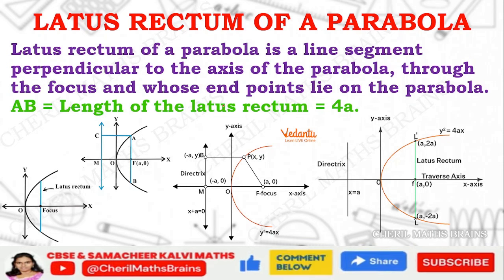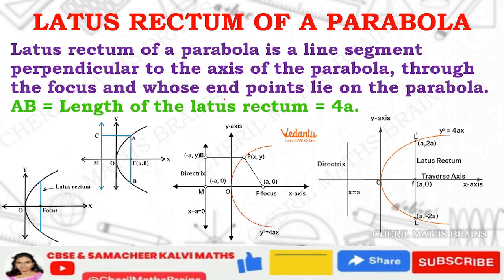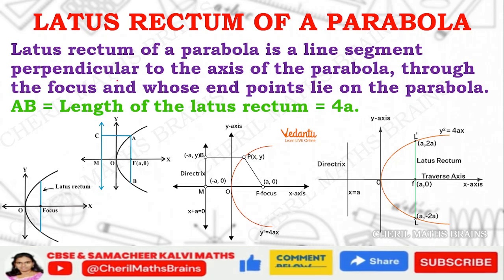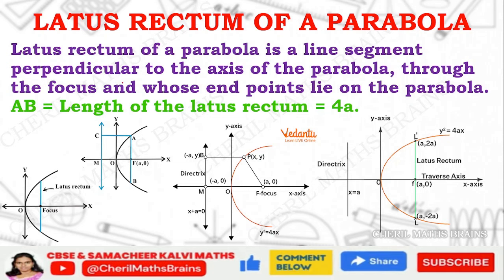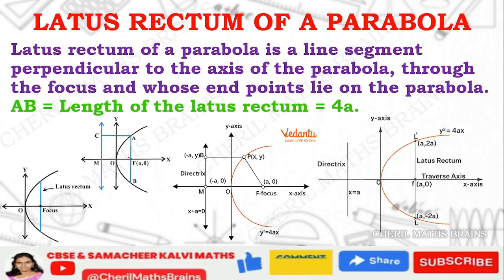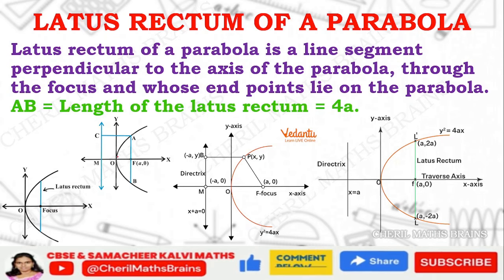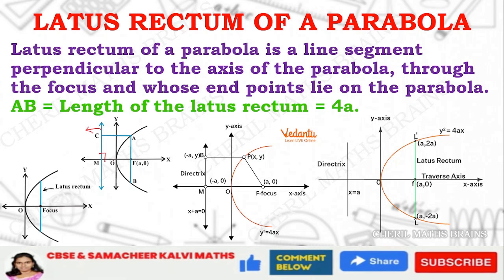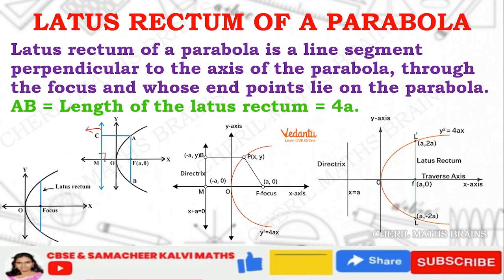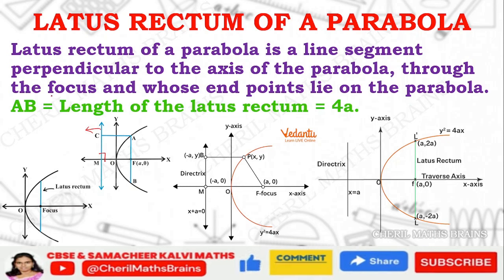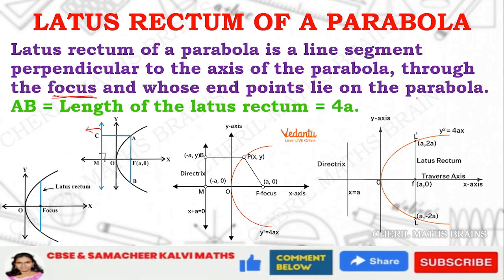Next we are going to see one more thing. It's called the latus rectum of a parabola. So what is latus rectum? Latus rectum is a line segment perpendicular to the axis. We already know that the directrix is a line perpendicular to the axis. Likewise, we draw a line segment through the focus, and the end points should lie on the parabola.